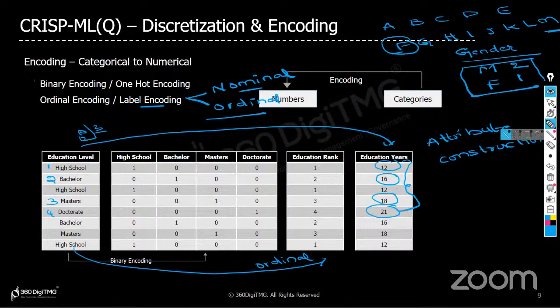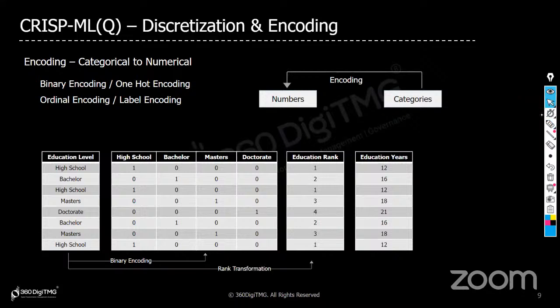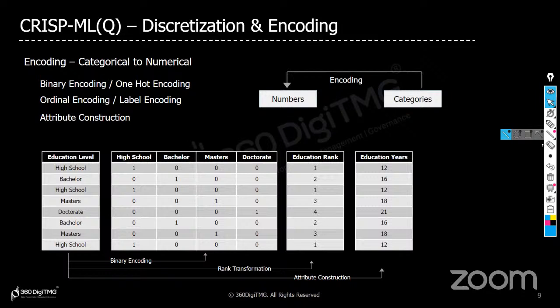So we have seen encoding, what is binary encoding, what is ordinal encoding, and what is attribute construction. So let me delete this. This is rank transformation. And here attribute construction is present. And apart from this, you also have dummy variable creations and all. You can go through this. This is just like this one.